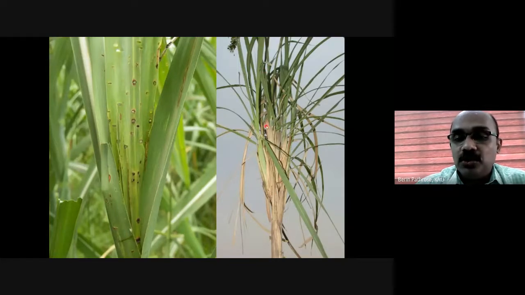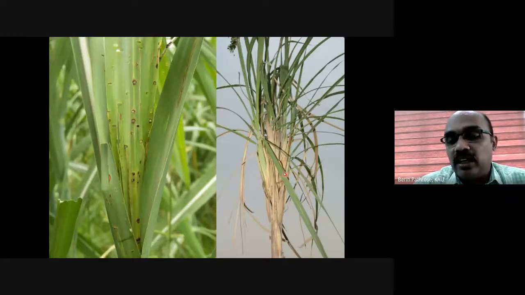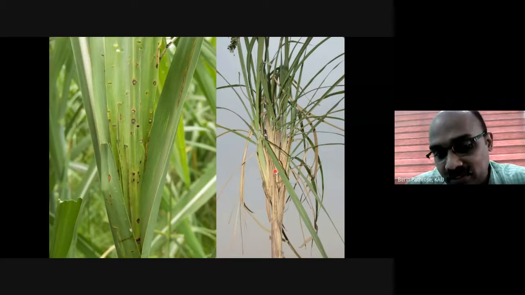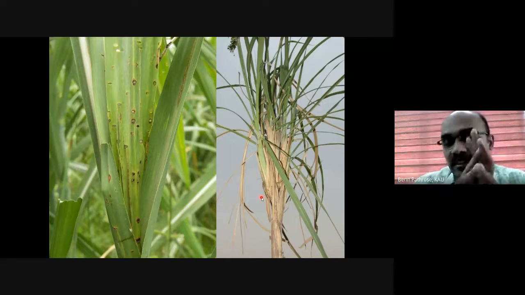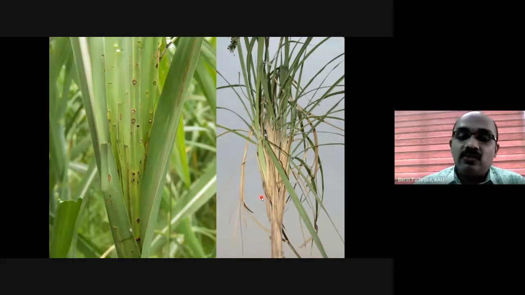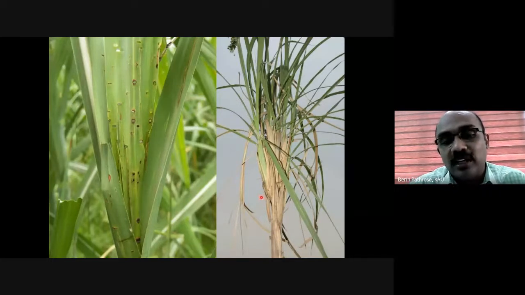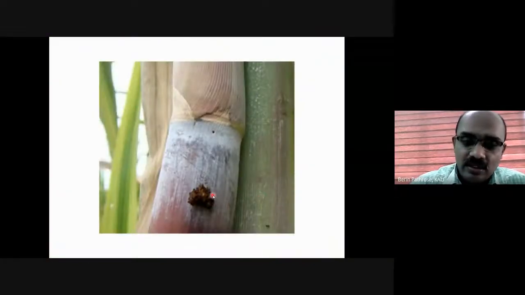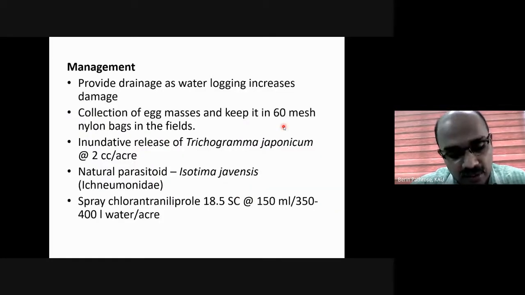You can see 1, 2, 3, 4, 5, 6 buds sprouting, because the central shoot died and all the lateral buds started emerging. This is why, once this bunchy top occurs, the cane will not grow further. The growth of the cane is arrested. So the farmer is forced to harvest the crop early. That is one damage caused by top shoot borer. So this is the feeding injury. This is the egg mass. The moths usually cover the egg mass with hairs. So that is what that picture shows.